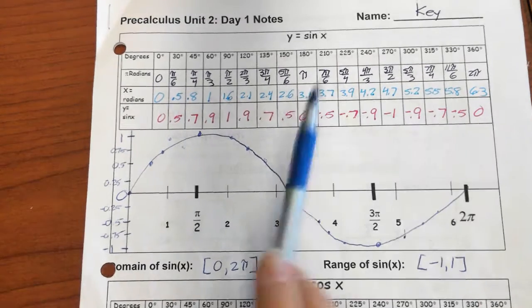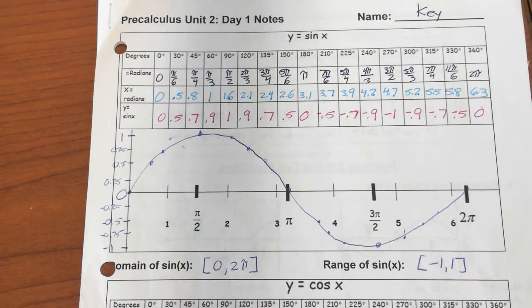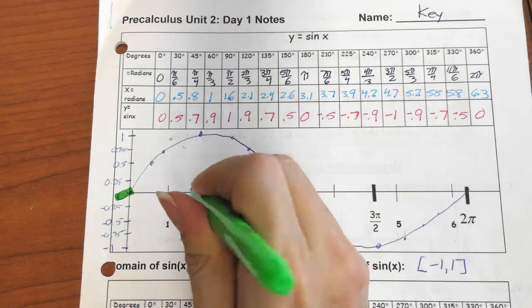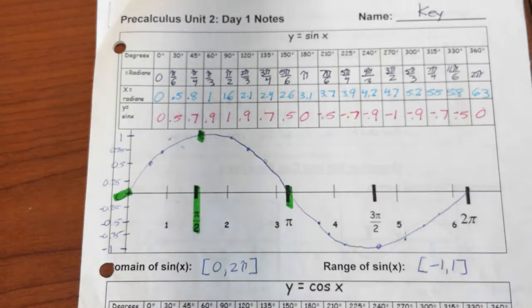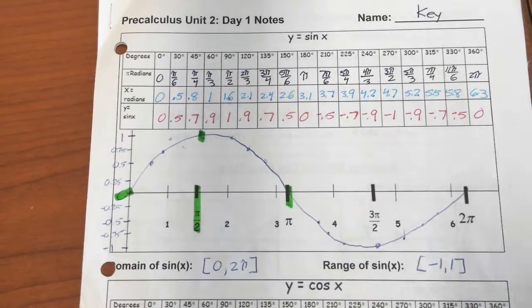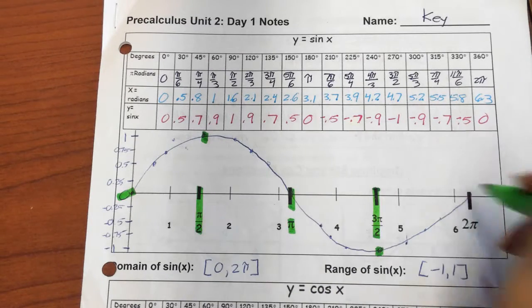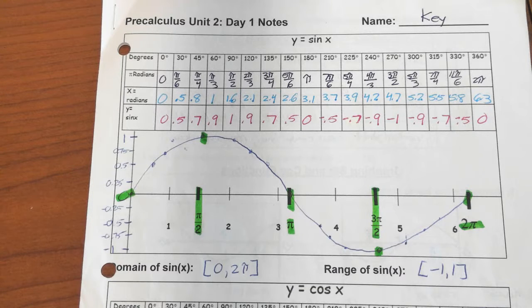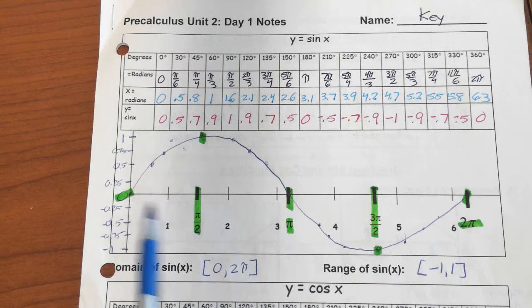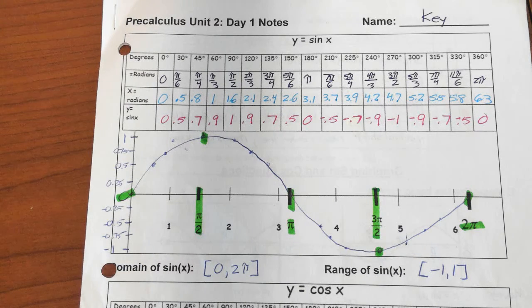So the 4 important points to remember from here are those x and y axis points, right? 0, pi over 2, because that's my max, pi, because it hits the x-axis, 3 pi over 2 is my minimum, and then back to 2 pi is my 0. So those are my really important points that I need. Typically when I graph, I'm not going to have all these in-between points, but I am going to have these 5 points.